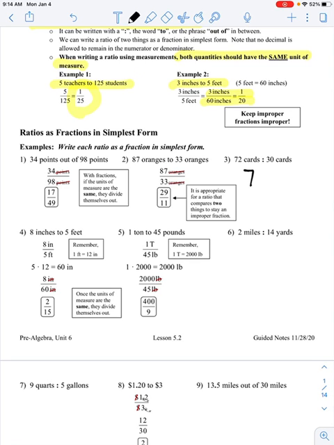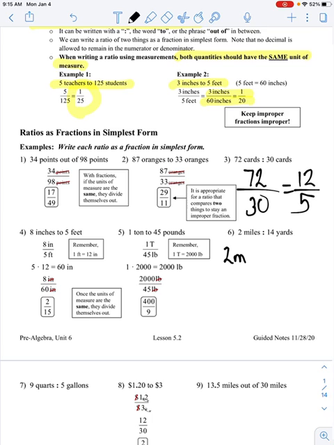Number 3 is 72 cards over 30 cards. Now they're the same unit, so we don't have to change anything. So 72 out of 30 reduces to 12 over 5. And you can keep it improper. All right, 4 and 5 show you how to convert. So we'll do number 6 here.